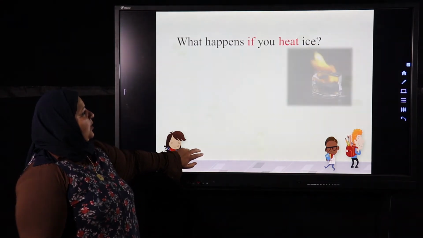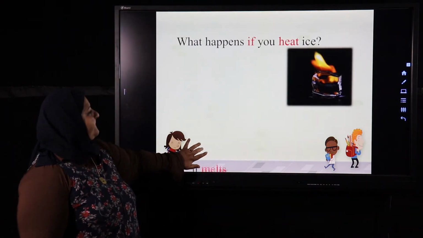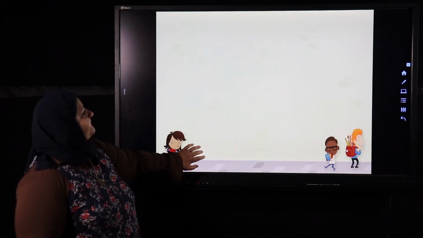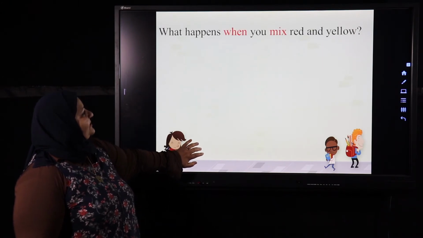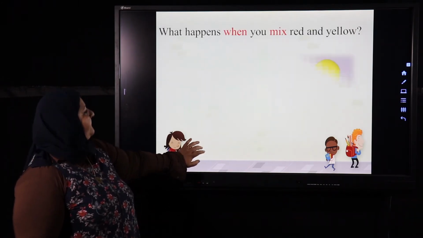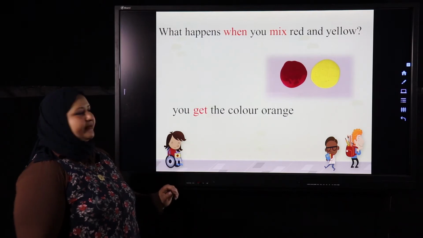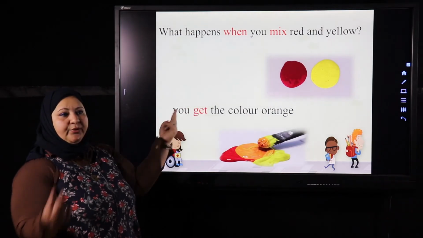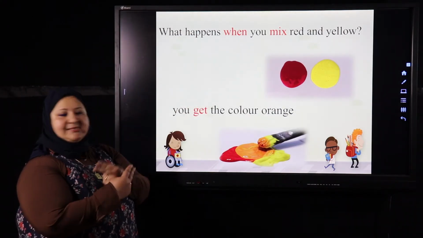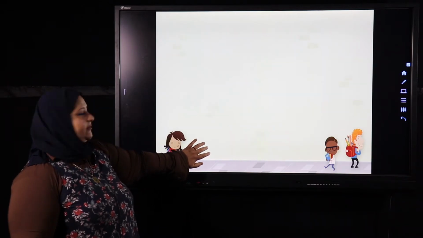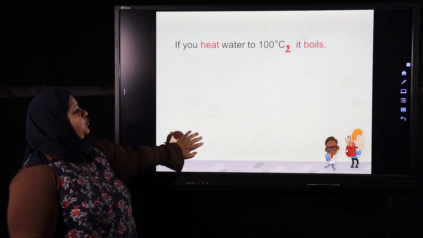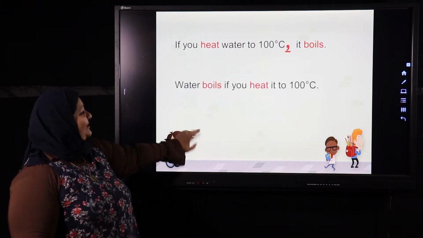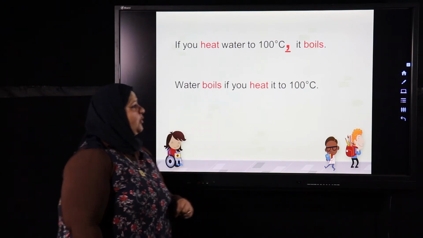Okay, what happens if you heat ice? It melts. Facts. What happens when you mix red and yellow? You get the color orange. So can you see? In the two clauses, present simple in both clauses. If you heat water to 100 degrees, it boils. Another fact: water boils if you heat it to 100 degrees.